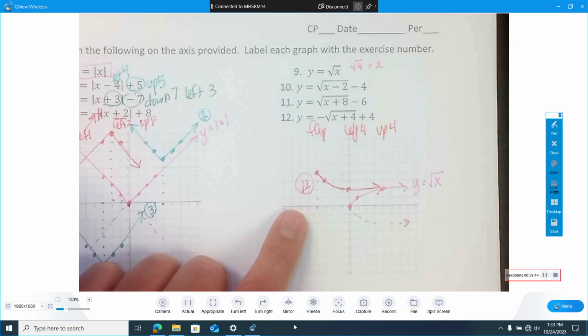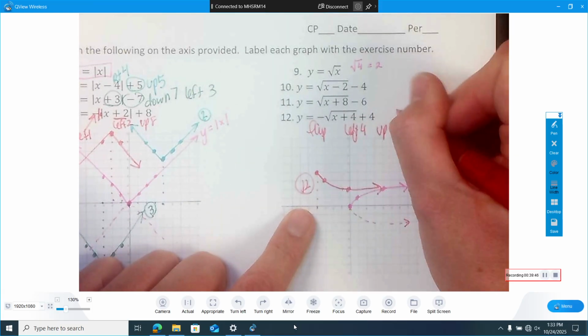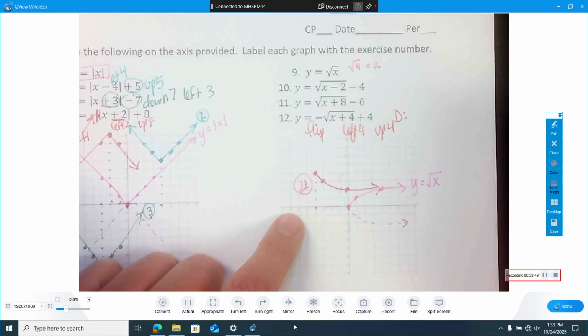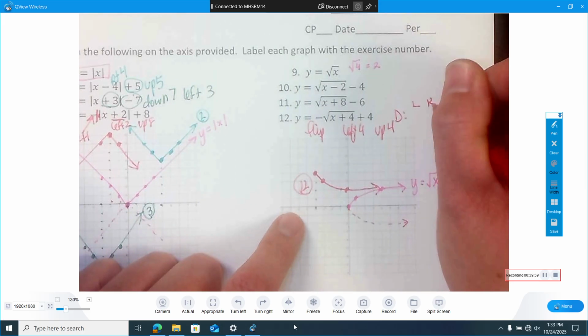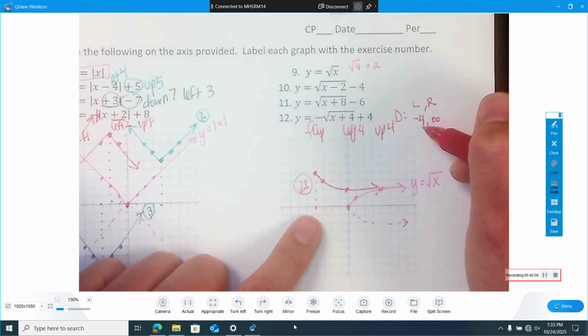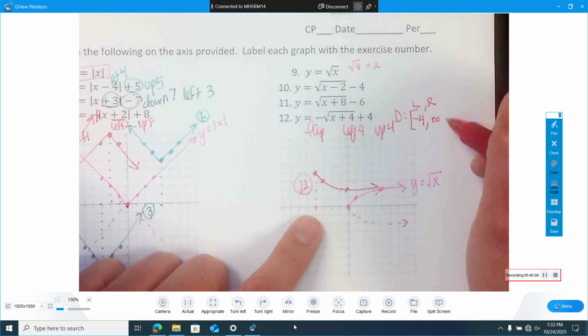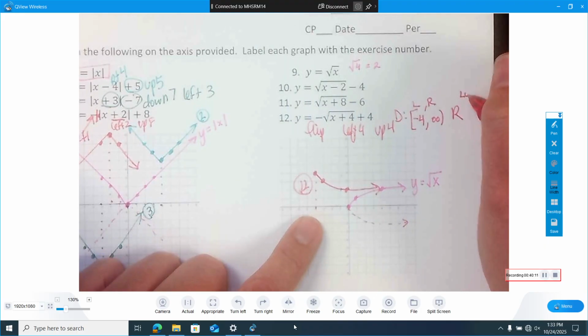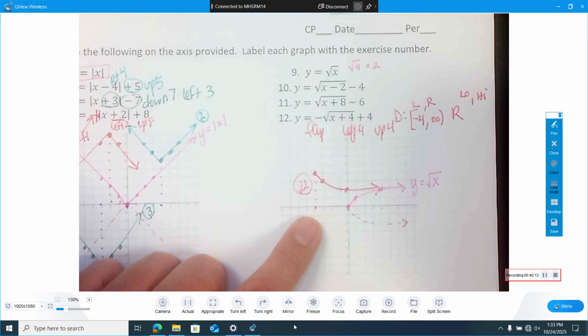What's the domain of this red graph? What's the domain? How far left and how far right does the graph go? -4. Infinite, good. Bracket or parenthesis at -4? Bracket, very good. What's the range? How low and how high does it go? It goes to 4. Is that the high or the low? High. Okay, the high is 4. What's the low?